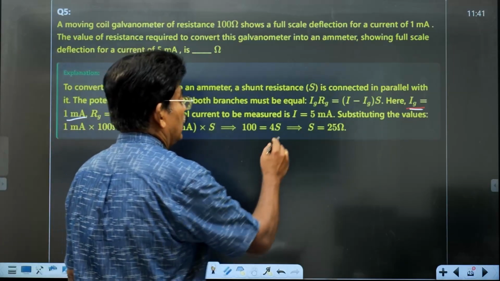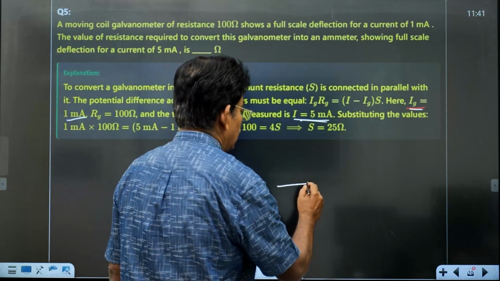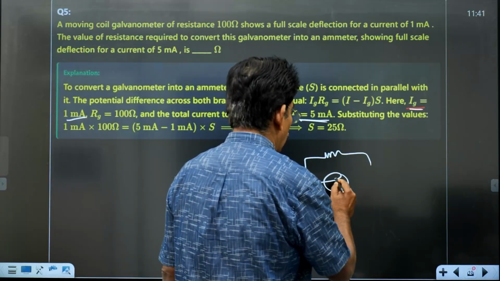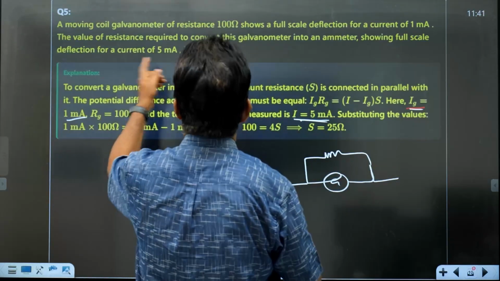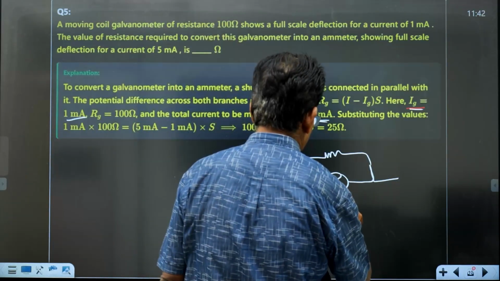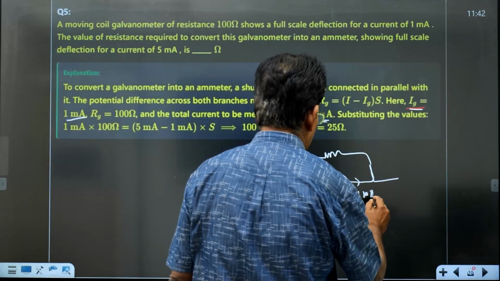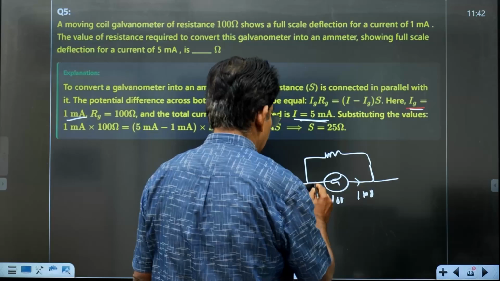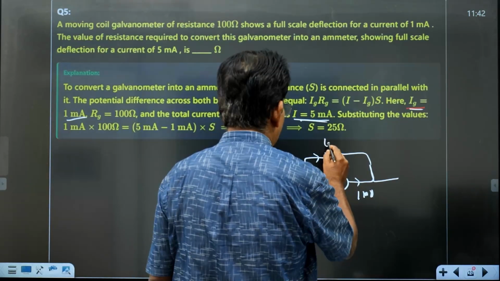5 milliampere. So if 5 milliampere current is coming, better I draw a diagram. This is the shunt resistance. This is galvanometer resistance. Galvanometer resistance is given to be 100 ohms. And full deflection current permitted is 1 milliampere. Current coming is 5 milliampere. Therefore, current that should be bypassed through the shunt will be 4 milliampere.